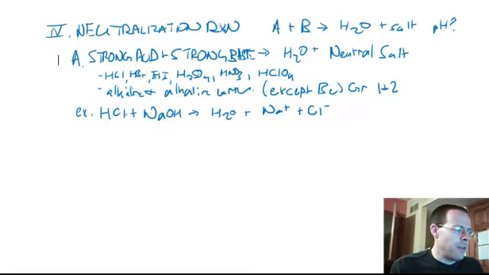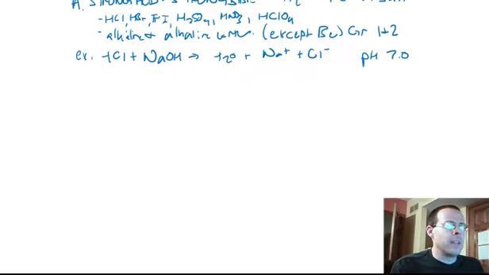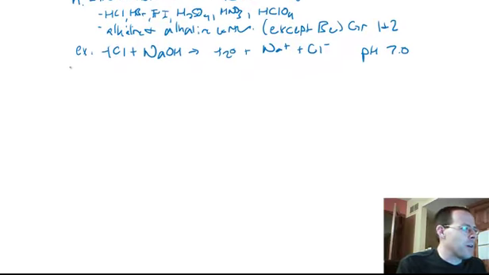And really with this, if we have equal molar amounts, so if we had 2 molar HCl and 2 molar NaOH, our pH should be 7. There's not a limiting reactant, everything's going to get used up, and we're making water and cations and anions that do not react with water.